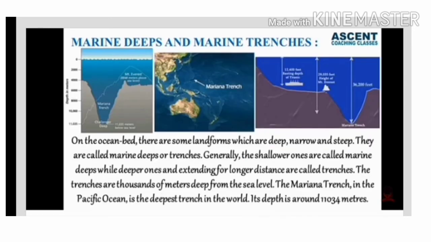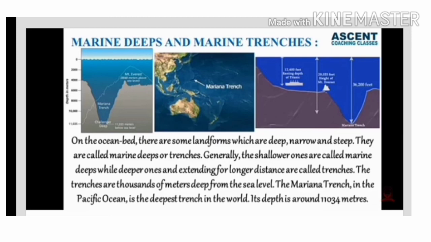Next point, marine dips and marine trenches. On the ocean bed, there are some landforms which are deep, narrow, and steep. Narrow means not wide. Steep means sharp inclination. They are called marine dips or trenches. Generally, the shallower ones are called marine dips, while deeper ones extending for longer distances are called trenches. The trenches are thousands of meters deep from the sea level.